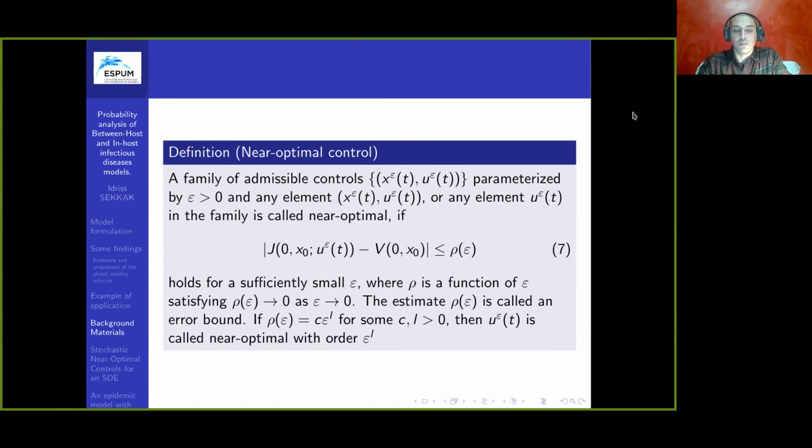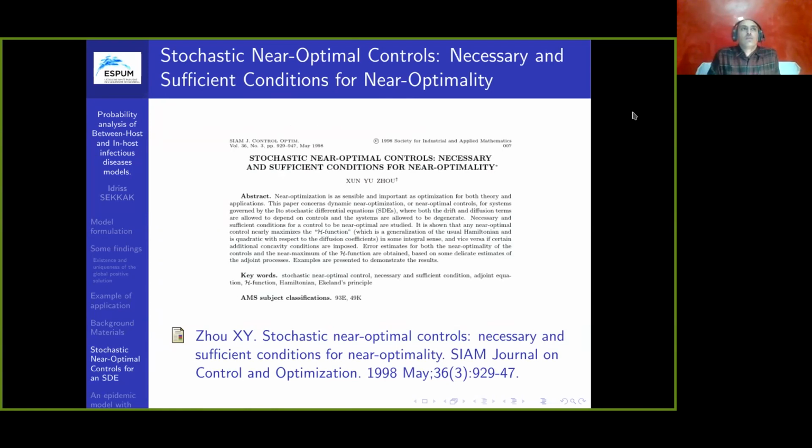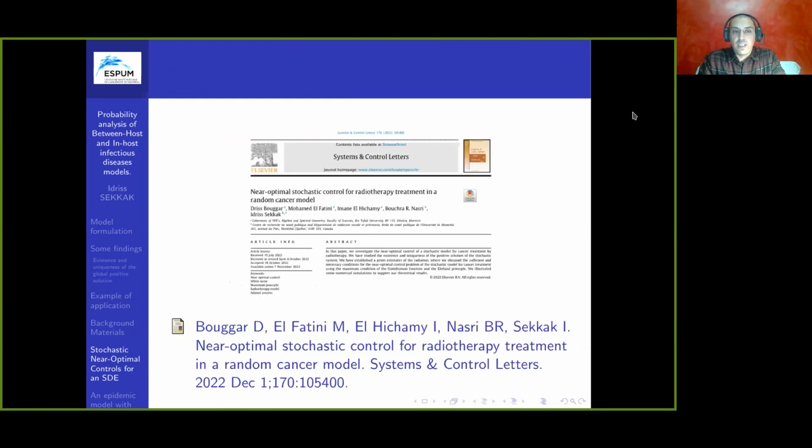So for the theoretical work that described the sufficient and necessary conditions to obtain stochastic optimal control for an SDE with control in the drift part and in the diffusion part, it was investigated by Zhu in this work. And here we did work, me and Bushra, with our collaborators Idriss Bougar, Mohamed Fatini, Iman Hishami from Morocco, on stochastic radiotherapy treatment for a random cancer model.